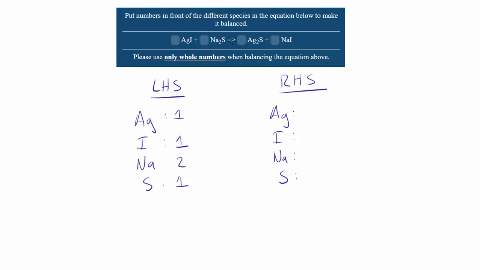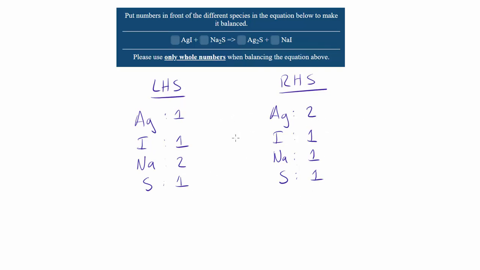If we do the same for the right hand side, Ag₂, so we're going to have a 2 there, right? It doesn't occur in the NaI, of course. So for I, that appears once. That occurs once, I put a 1 there. Na, I'm going to put a 1. And for sulfur, you can see Ag₂S, so that just occurs once, right? So we've got 1, 1, 2, 1 on the left and 2, 1, 1, 1 on the right.